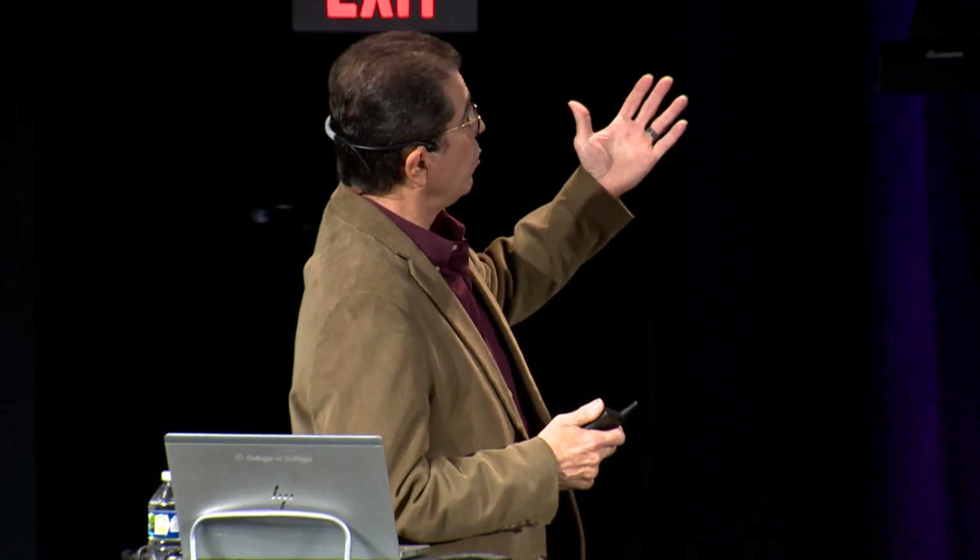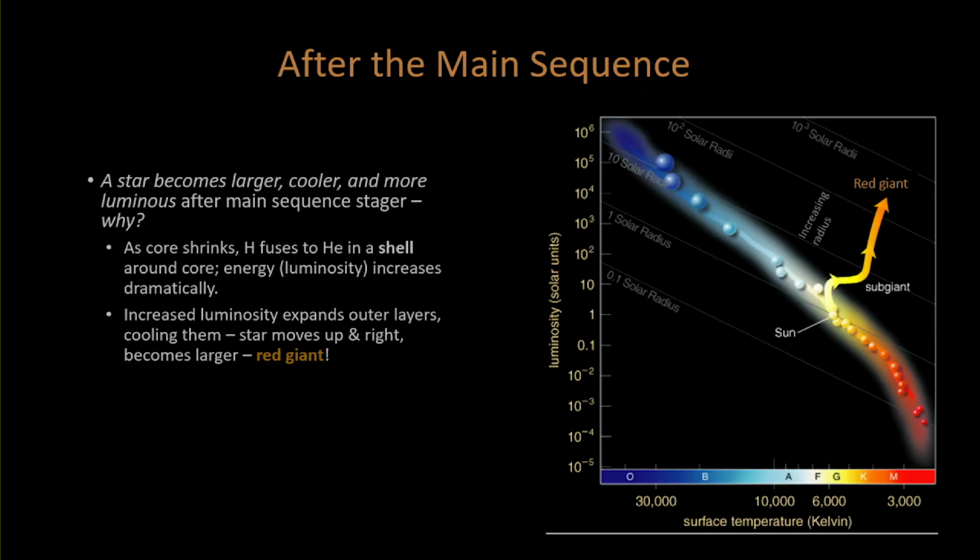Okay, so let's take just a couple minutes then and look and see what happens after a star leaves that main sequence. I said it's going to move up and to the right. It's becoming larger, cooler, and more luminous. Why? How does it do that if it has used up the fuel in its core? I'll try to keep this brief. The core is not pouring out as much energy as it used to hold the star up, so it begins to shrink. Gravity says, well, I'm going to squeeze you down, okay?